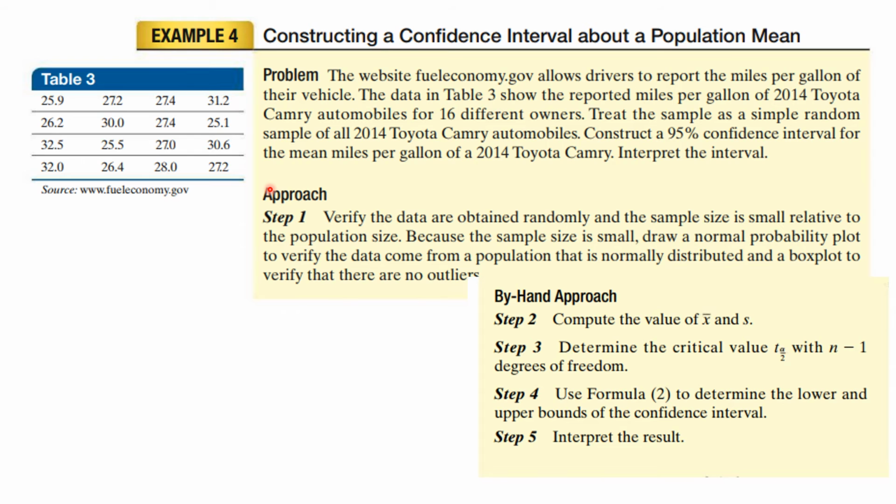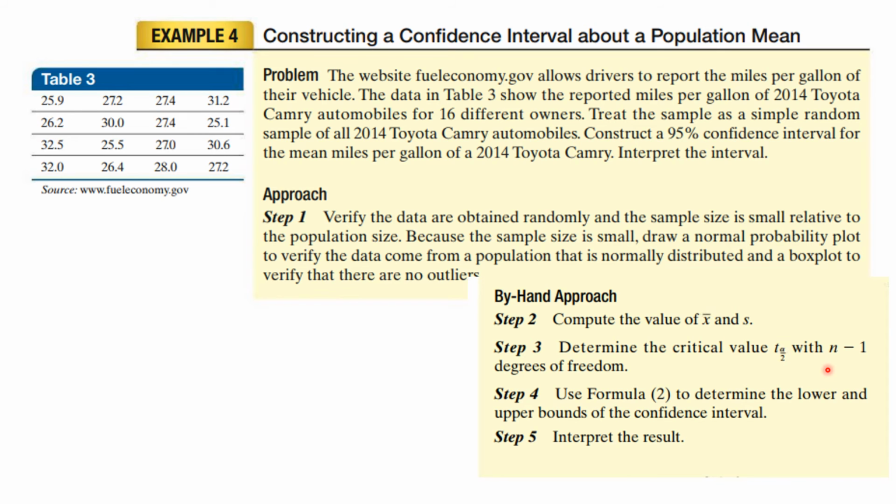So let's then do a problem, and we're going to construct a confidence interval about a population mean, and we're doing it for this same set of data. These are the mileage for a set of 16 Toyota Camrys, and so this is the data we've been using. Okay, so first of all, we're going to take this and we're going to verify that it does satisfy all these things, and that it's more or less normally distributed. We're going to use a box plot. Then we're going to compute x bar and s. Actually, we've already done that.